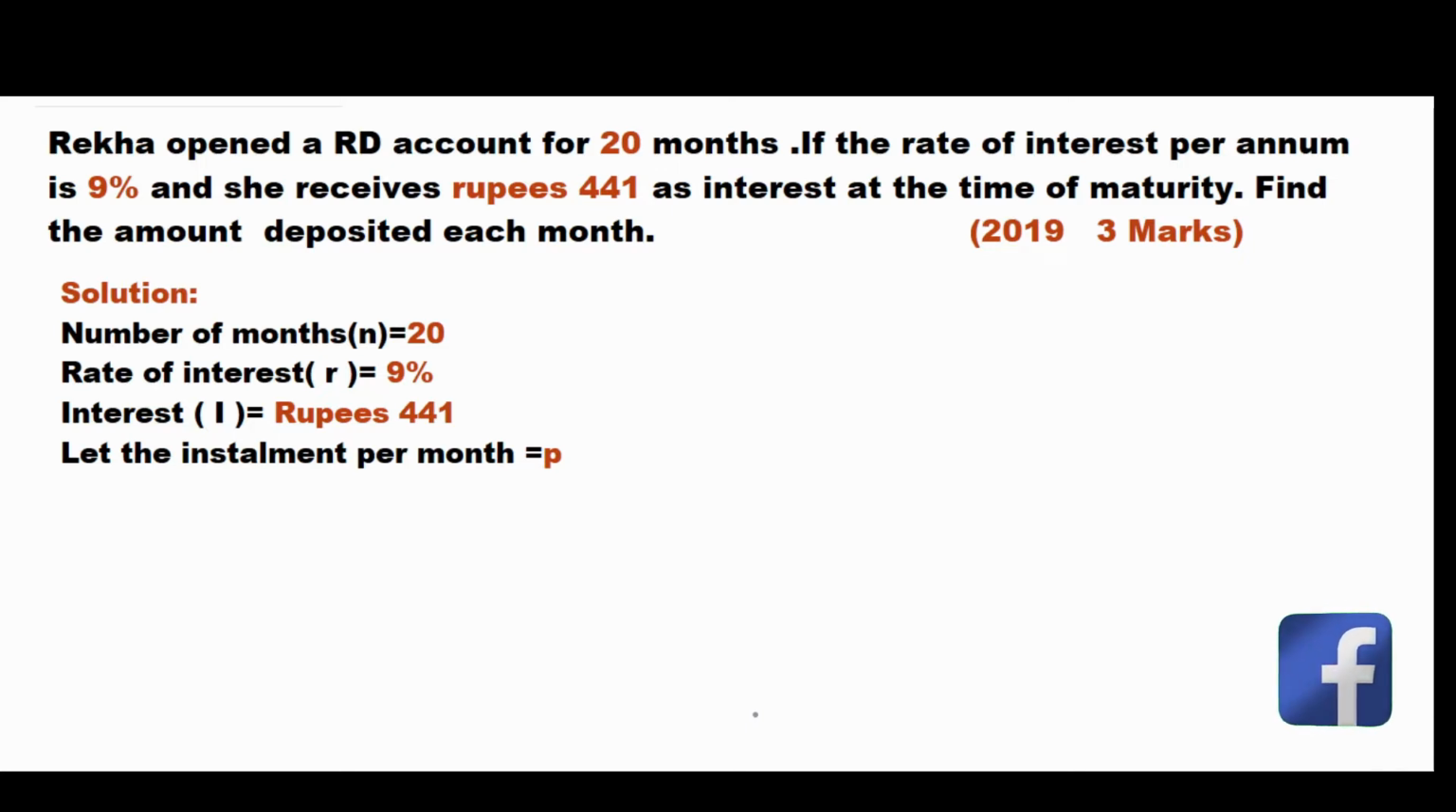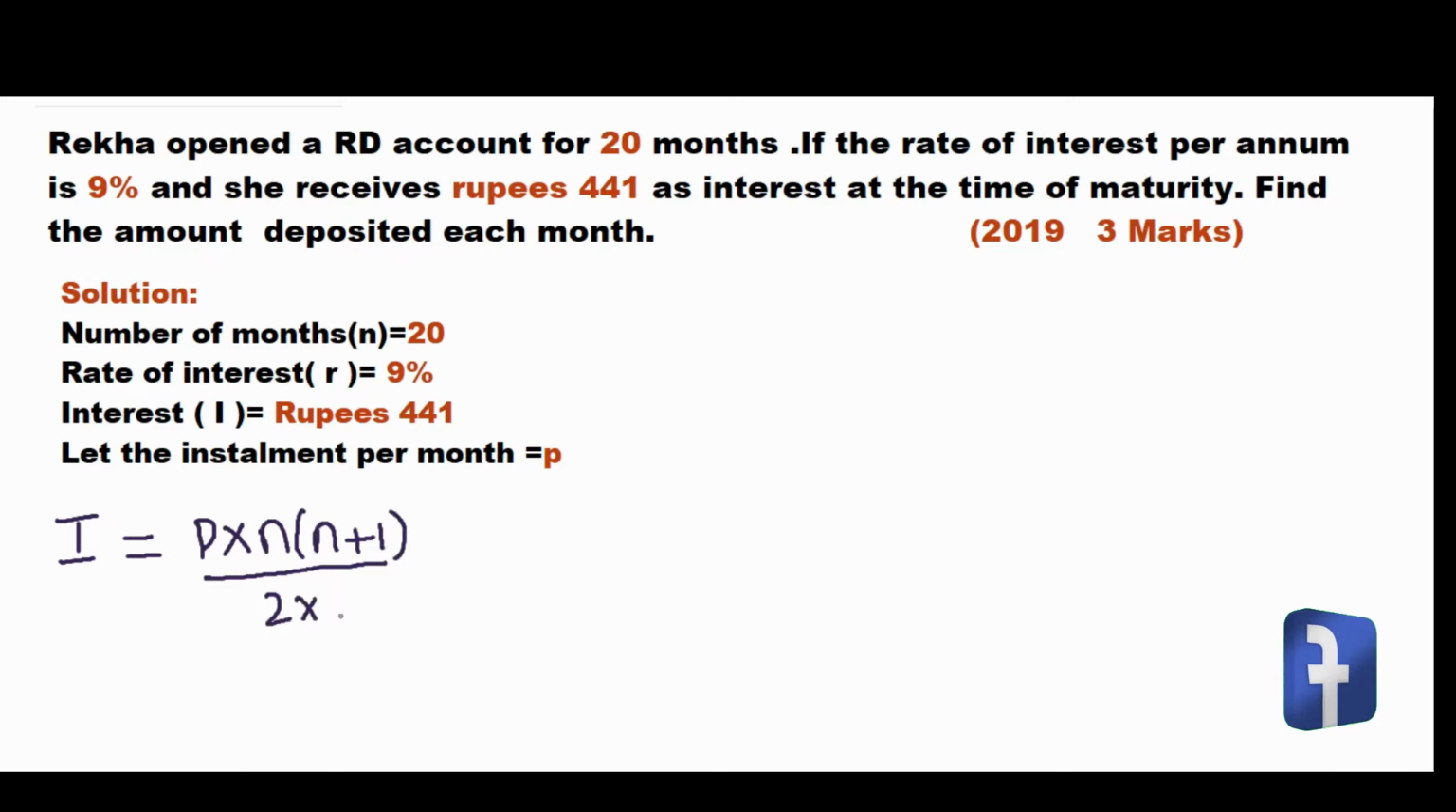Let's write the data given in the question. So the number of months was 20. Rate of interest R is 9% and I is rupees 441, and let the installment per month I have taken as P. Let's write the I formula. So we know I is equal to P into N plus 1 divided by 2 into 12 into R by 100.